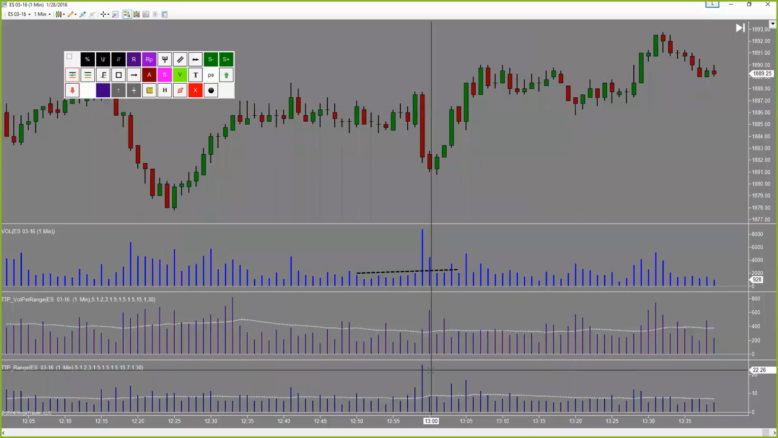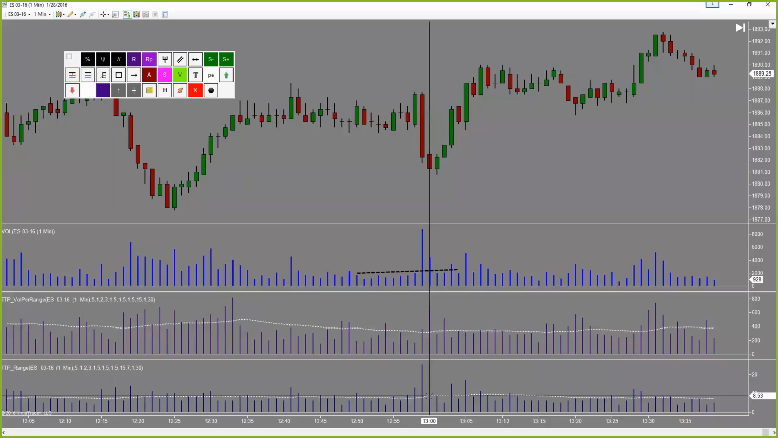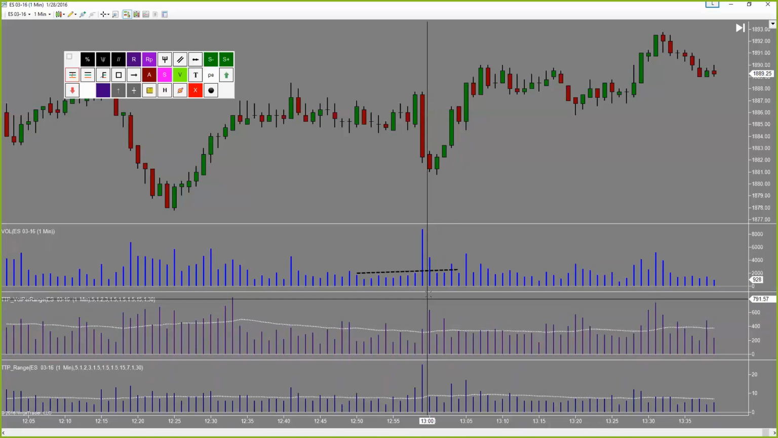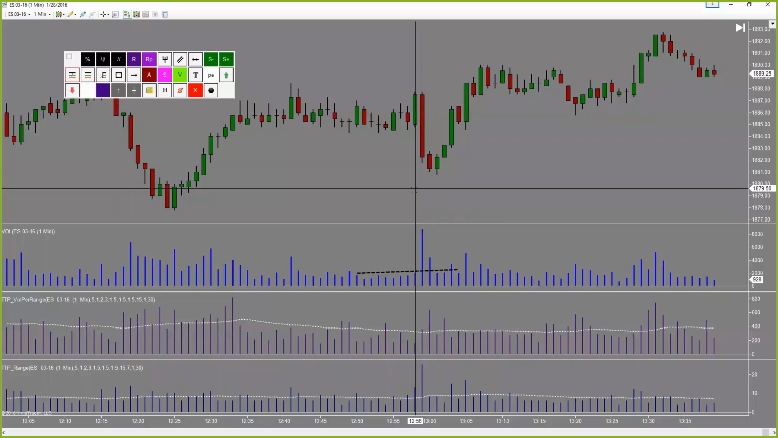You see that it's below average, right? Just barely below average. So this is a very wide-ranging bar, obviously. And then the next bar is below average, but the volume is about twice the average, and the volume per range is about twice the average. So that's what's called a churn bar, guys.